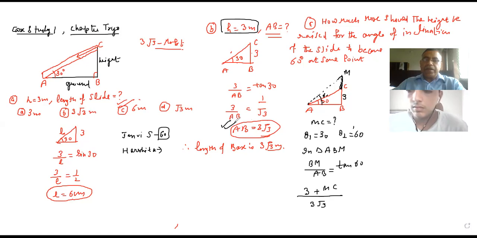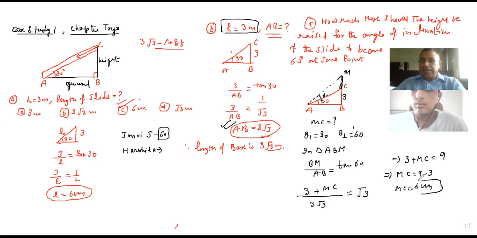From here we calculated AB. So this should be tan 60, and tan 60 is root 3. So which implies 3 plus MC is 3 under root 3 multiplied by root 3. 3 times 3 is 9. So which implies MC is equal to 9 minus 3. MC is equal to 6 meters. So beta, the rise in the level when the angle is raised from 30 to 60 is 6 meters.